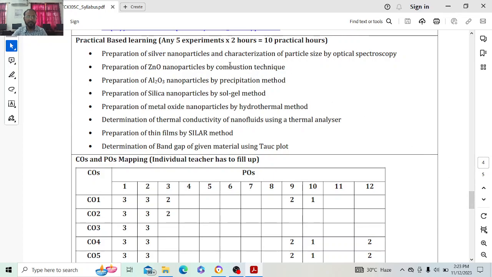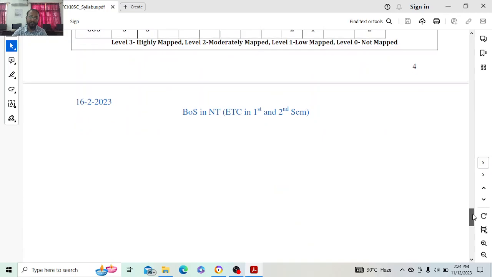The preparation of silver nanoparticles and calculation of the particle size by optical microscope, preparation of zinc oxide nanoparticles, aluminum oxide, silica, metal, thermal conductivity of nanofluids, preparation of thin films by the SILAR method. Okay, all these things you can go for. And then these are the COs and POs mapping.